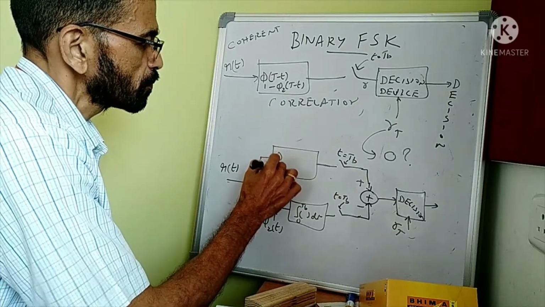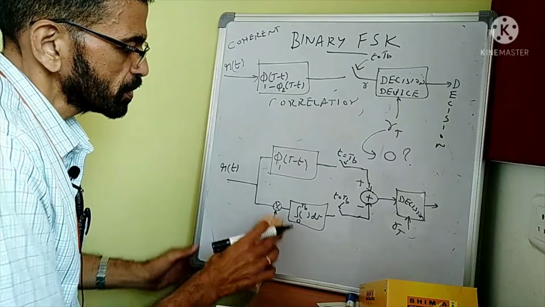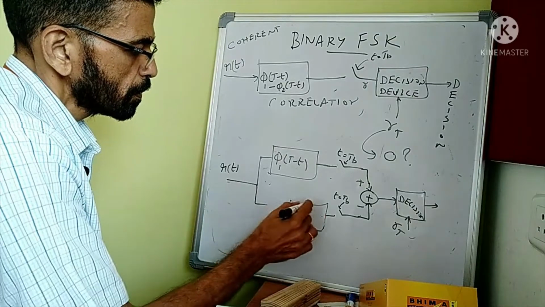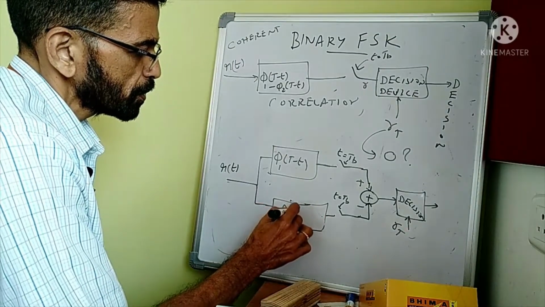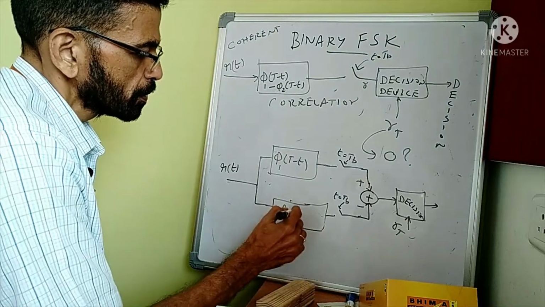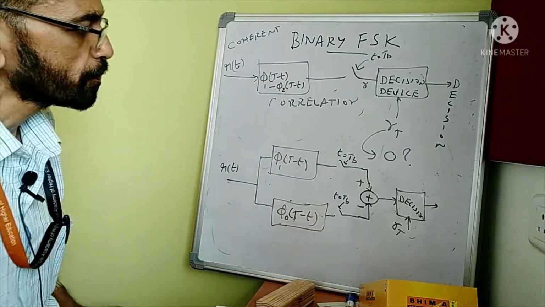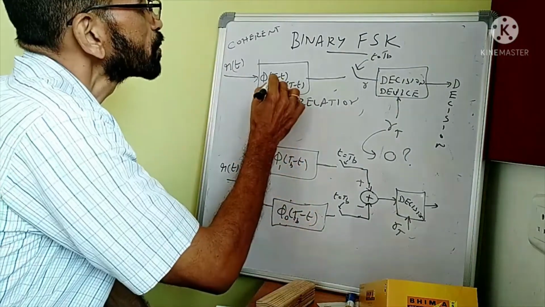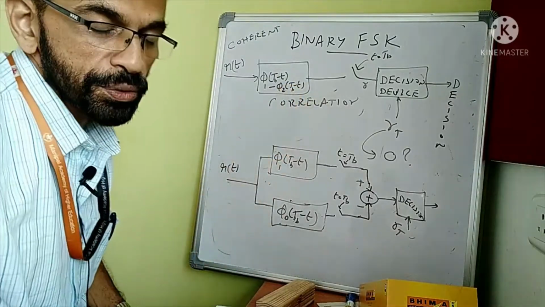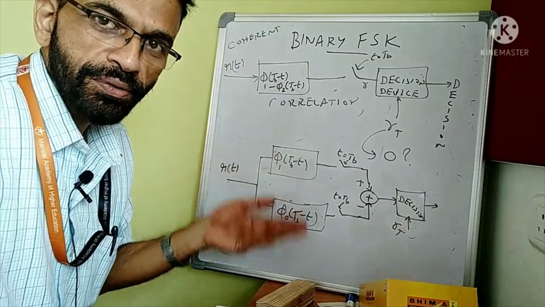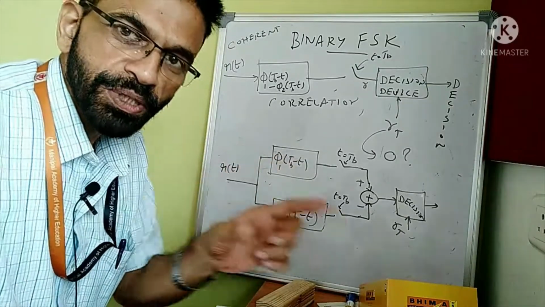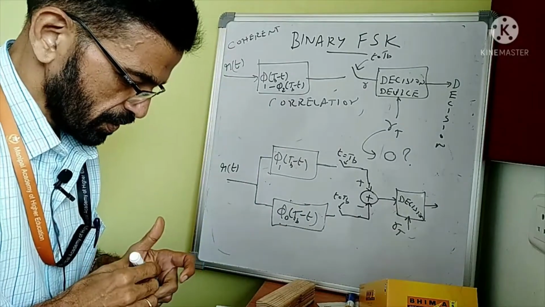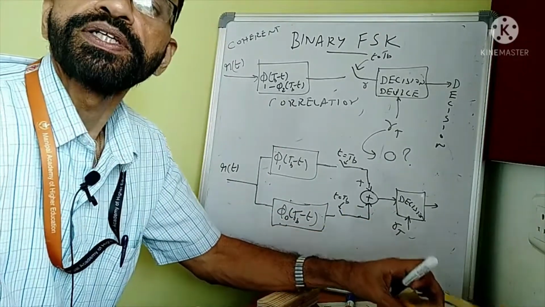Additive white Gaussian noise. Phi 1 t minus t, phi naught t minus t. Rather, it should be tb to be more specific, because t was the duration of the signal we used when we discussed detection. Here we have changed it to tb to emphasize that it is the bit duration. So that small correction you make. So this is the receiver schematic. The previous one is the correlation receiver. This is the matched filter receiver.